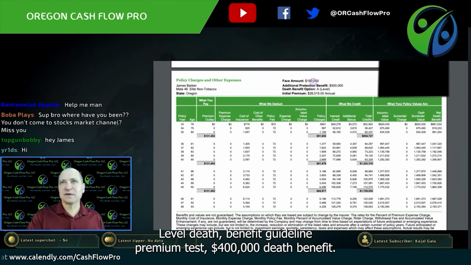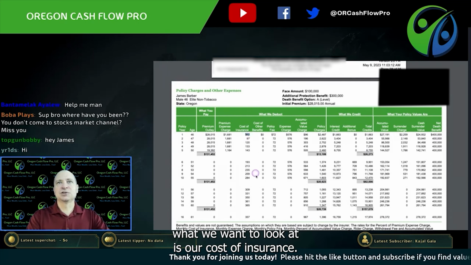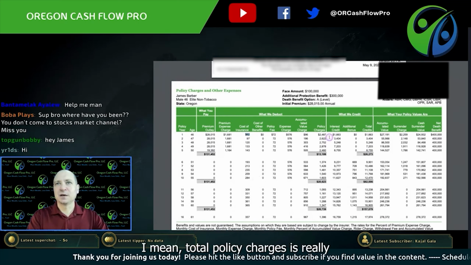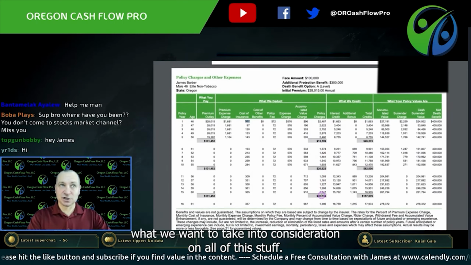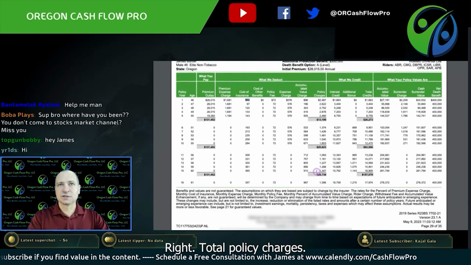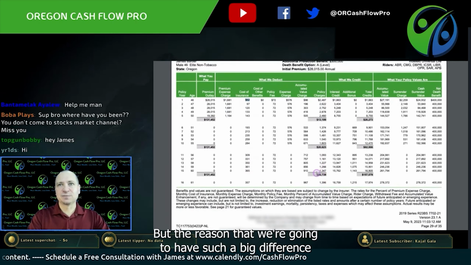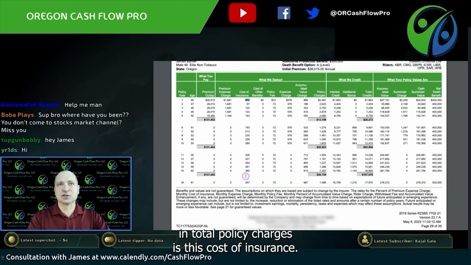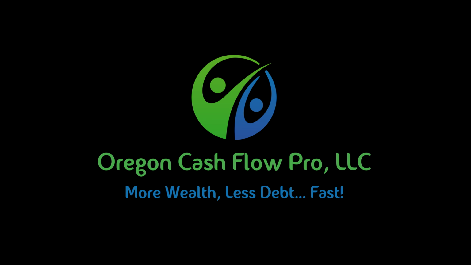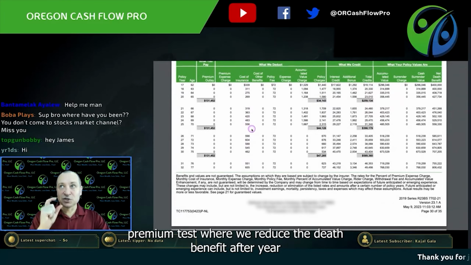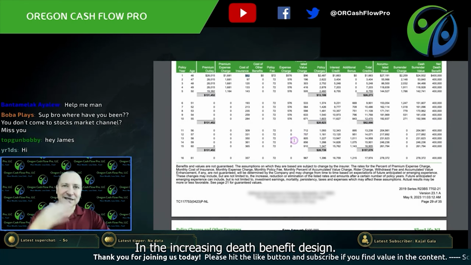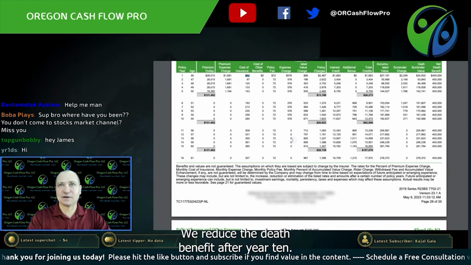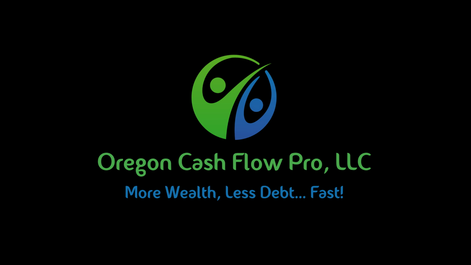Remember, level death benefit, guideline premium test, $400,000 in death benefit. What we want to look at is our cost of insurance. Total policy charges is really what we want to take into consideration on all of this stuff, right? But the reason that we're going to have such a big difference in total policy charges is this cost of insurance. Our cost of insurance, this is our guideline premium test. Oh, sorry. This is a level death benefit. In the increasing death benefit design, we reduce the death benefit after year 10. So let's go to our expenses down the road.